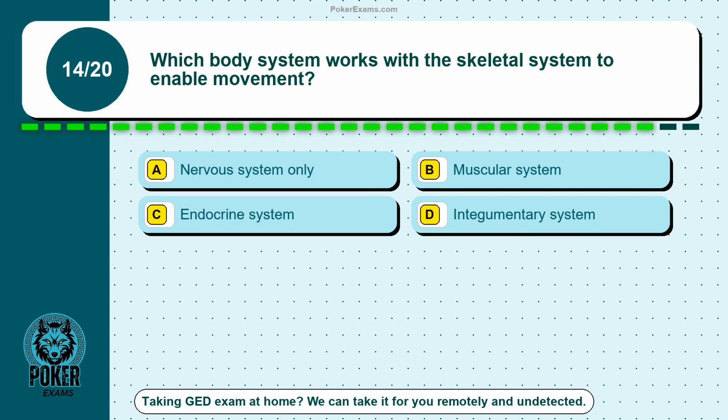Question 14. Which body system works with the skeletal system to enable movement? Option A, nervous system only. Option B, muscular system. Option C, endocrine system. Option D, integumentary system.